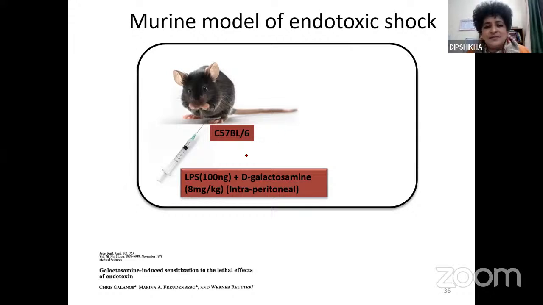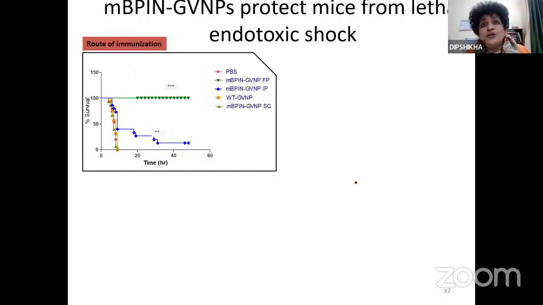We use nanovesicles from the halobacterium to treat septic shock, because septic shock is still a matter of the highest morbidity and mortality. And there is absolutely no treatment, and as I told you, 5 lakh per dose is just next to impossible. Now you look here, the model is simple. You give mice LPS with galactosamine, and that makes them undergo septic shock mediated pathology, and they die within 8 hours.